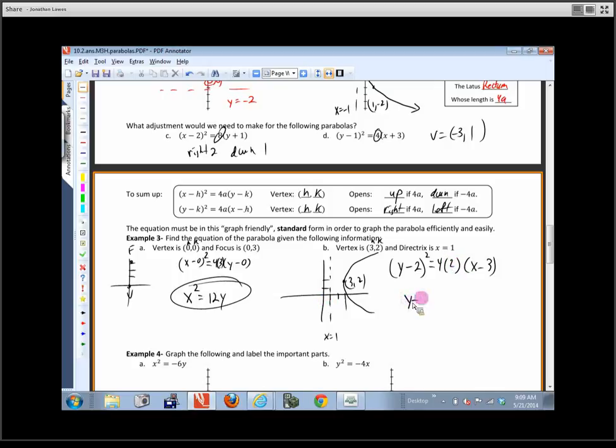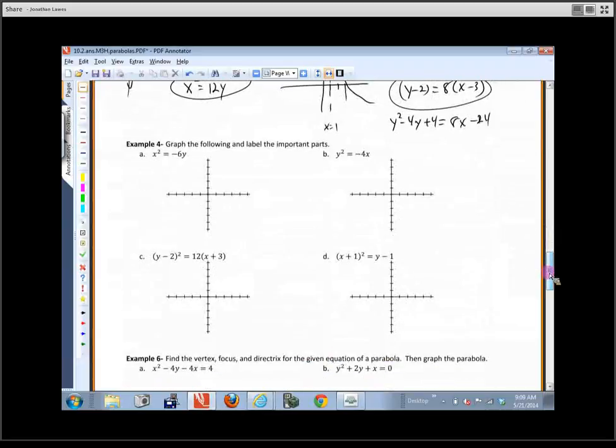So here's how we'd write this. Y minus 2 quantity squared equals 8 times x minus 3. Okay? This is probably the best way to write it. If you were to square this out, say you looked at your neighbor's paper and your neighbor had written this, that's kind of hard to tell what that would look like. It's much easier to look at this graph-friendly form and tell for sure, hey, I know this opens to the right, and I know where the vertex is and all that sort of stuff. Okay, are there any questions?